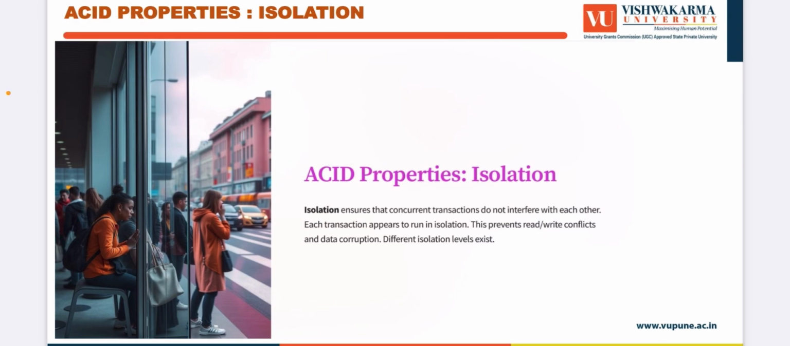Let's move to the third property of ACID, isolation. Isolation ensures that concurrent transactions do not interfere with each other. Each transaction appears to run in isolation. This prevents read-write conflicts and data corruption. Different isolation levels exist.